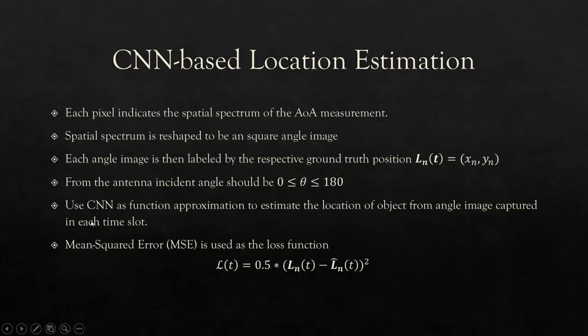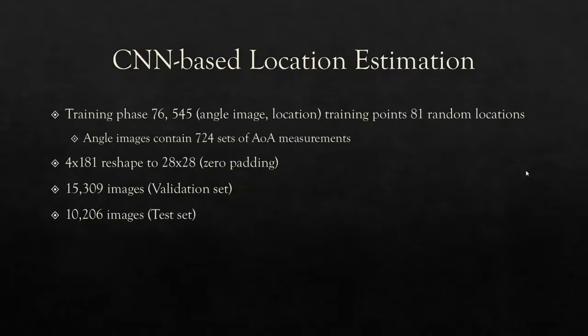And then we use the CNN as a function approximation to estimate the location of the object from the angle image captured in each time slot. We use the mean square error as the loss function. Here is the formula of the mean square error. And here is the data of the training set, validation set, and test set that the authors of this paper used.